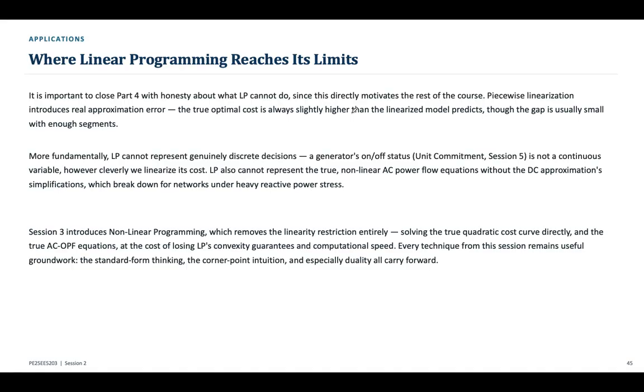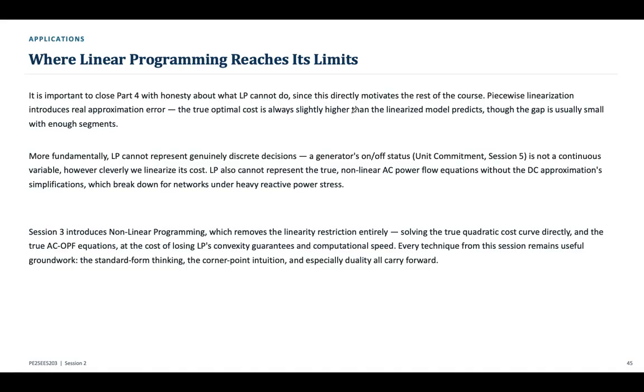The third limitation is the full AC network model. AC power flow equations contain nonlinear relationships involving voltage magnitudes, voltage angles, active powers, reactive powers, and network parameters. DCOPF deliberately simplifies these relationships to retain the linear structure. So, LP is powerful, but it is not universal. This naturally motivates our third session, maybe day after tomorrow. Nonlinear programming allows us to retain the true quadratic cost curve and nonlinear AC equations at the cost of greater computational complexity and different mathematical properties.